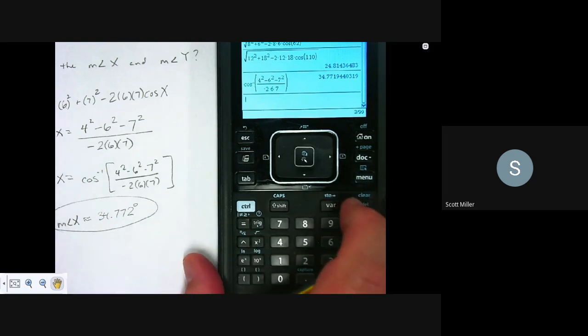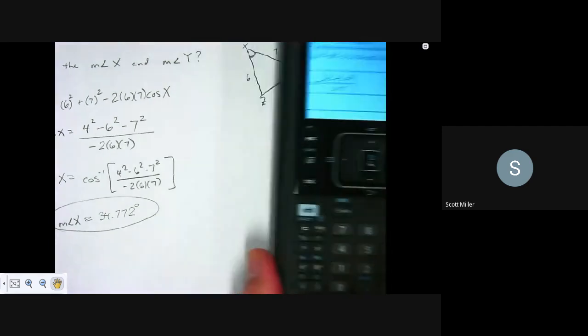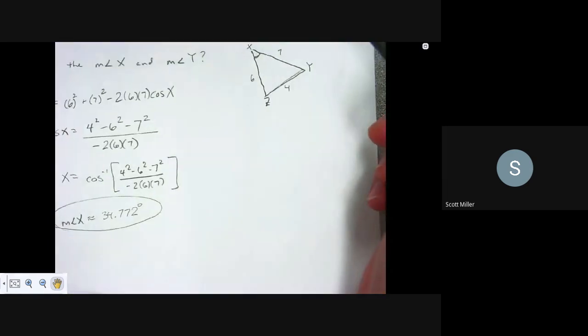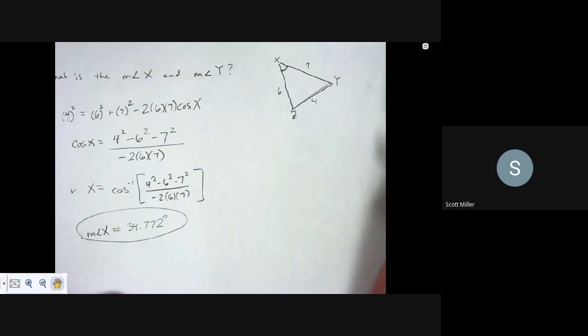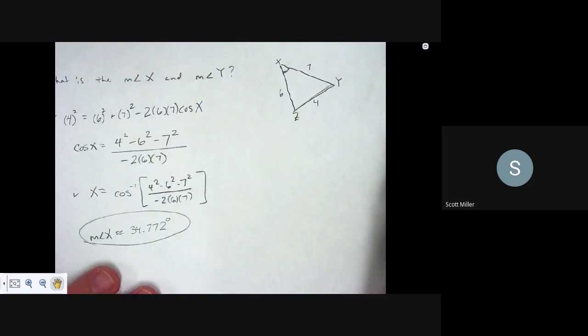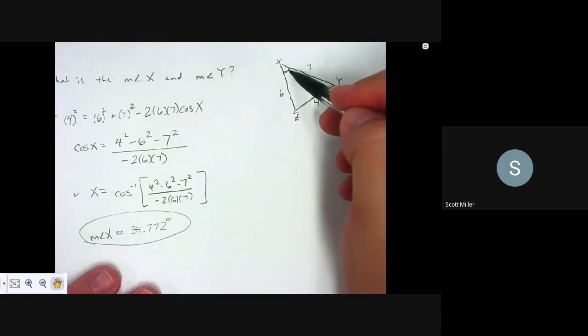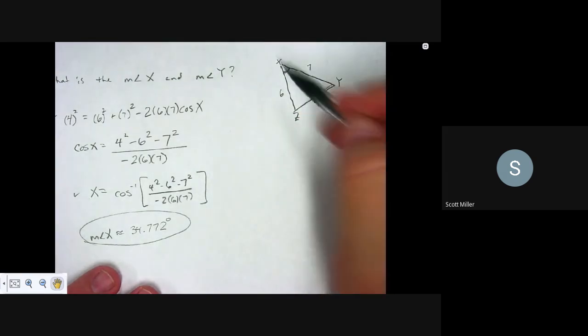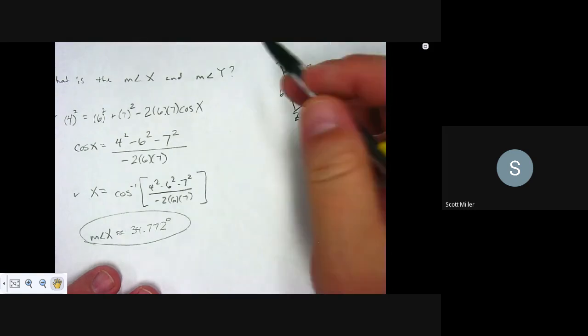Now it asks us to find the measure of angle y. So at this point, I have a decision to make. I can use law of cosines again, and this is probably the best way to do it and my recommended method. But sometimes, since I have this angle right here, I have now completed a ratio. So you can actually go through and use the law of sines for this.